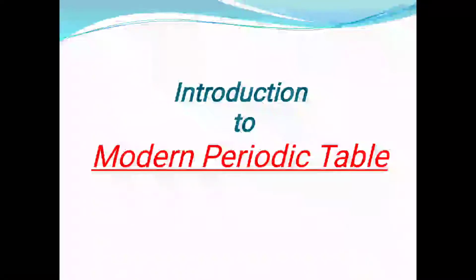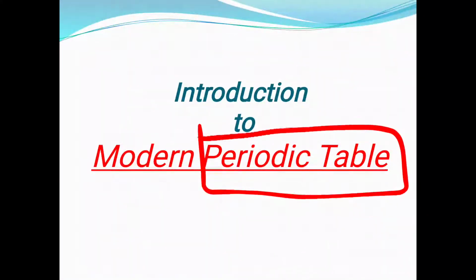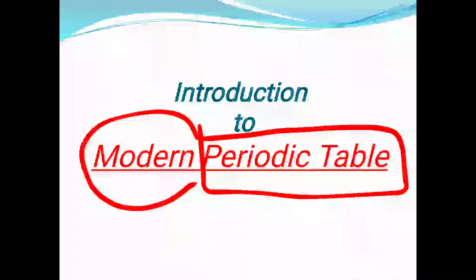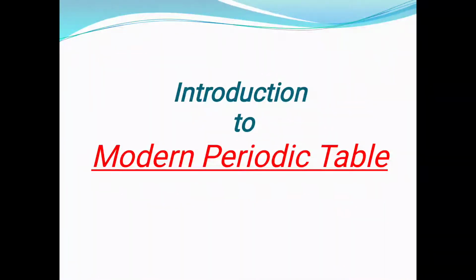Today we will learn introduction to modern periodic table. So periodic table is nothing but the arrangement of elements for their classification to make their study easy. Okay, so modern periodic table is nothing but the current technique, or the latest technique, of classification of elements.